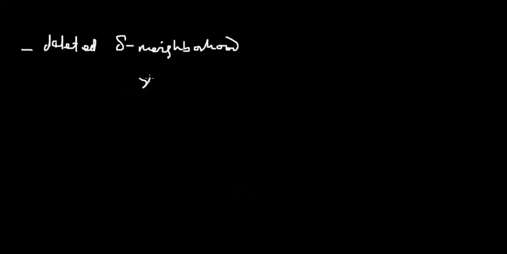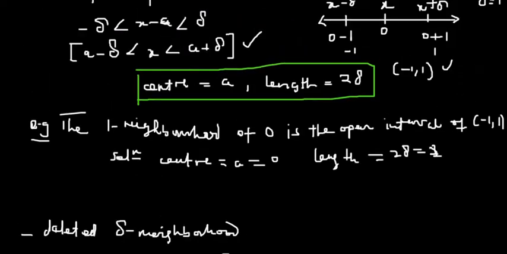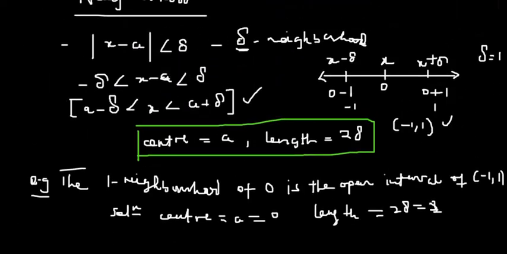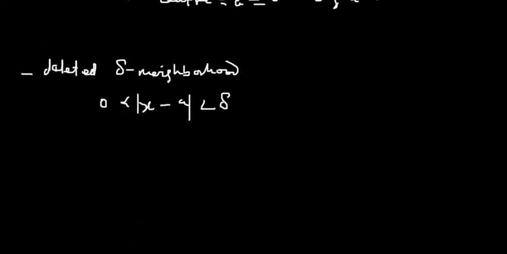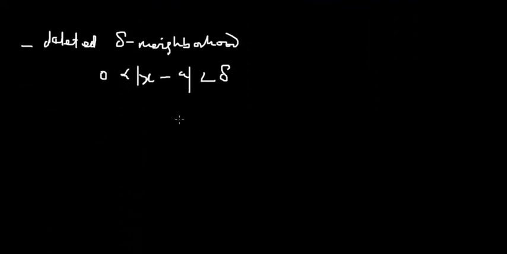Okay, so for deleted delta neighborhood, we have the absolute value of x minus a, being less than delta. And since it's deleted, we start from 0, okay, right? So this will represent our deleted delta neighborhood. Once you want to put it in this form, you can go ahead and do that. You just have to expand, right? Now let's proceed from there.